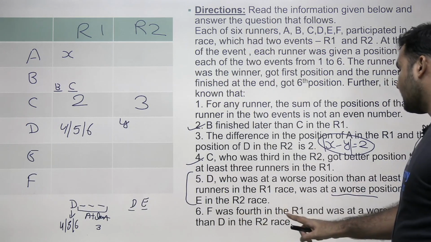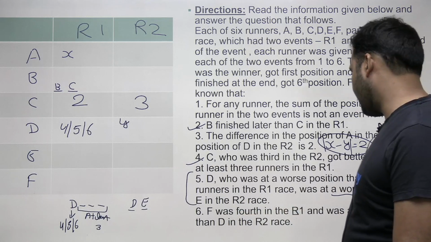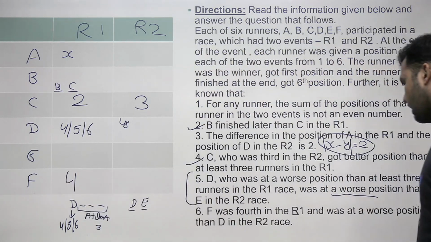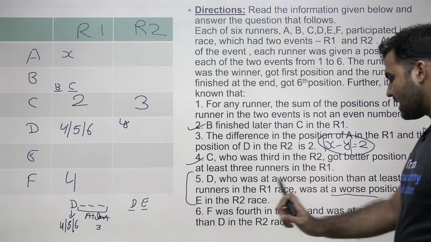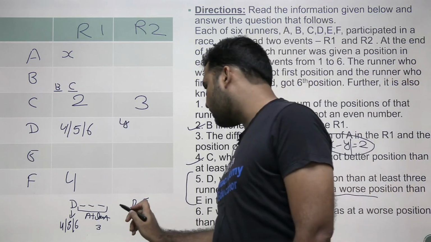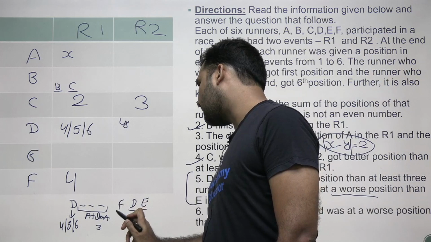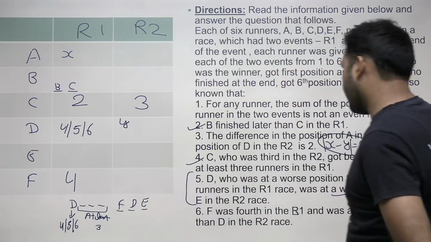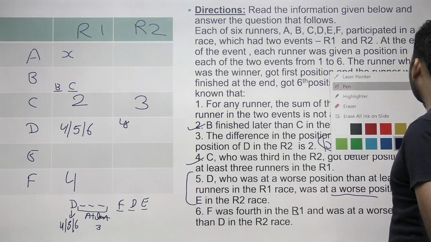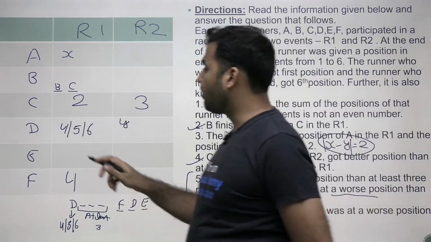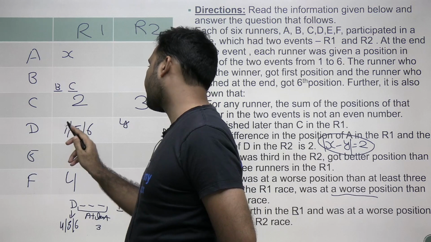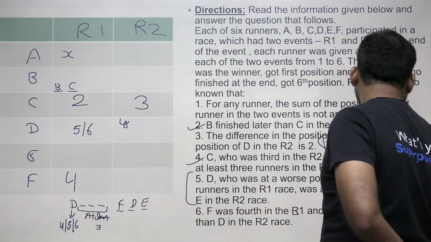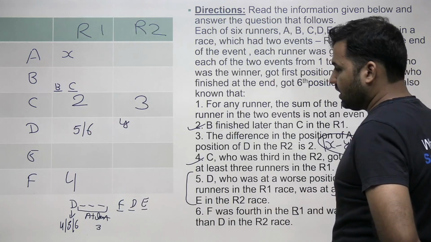F was 4th in race 1. This number is 4, and F was at a worse position than D in race 2. F is finishing after D in race 2. So because F's rank is given here as 4, can I eliminate the option of D having the rank of 4? So we will be left with these 2 cases. D rank will be either 5 or 6.